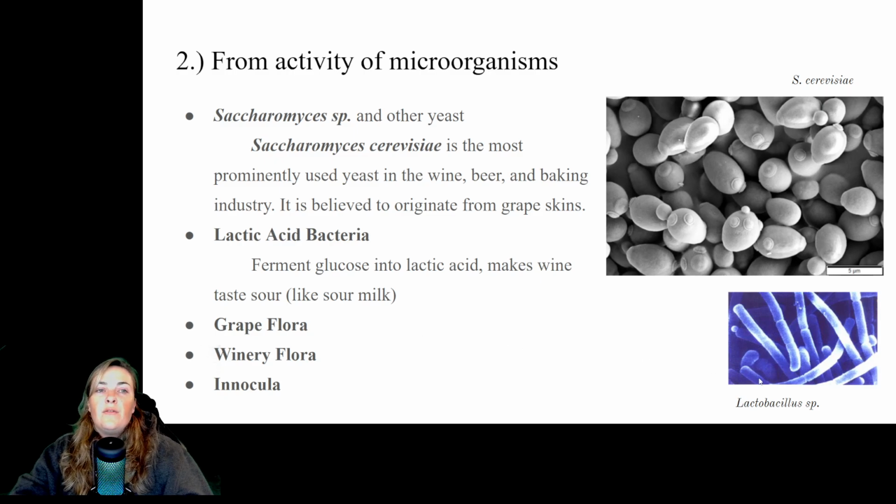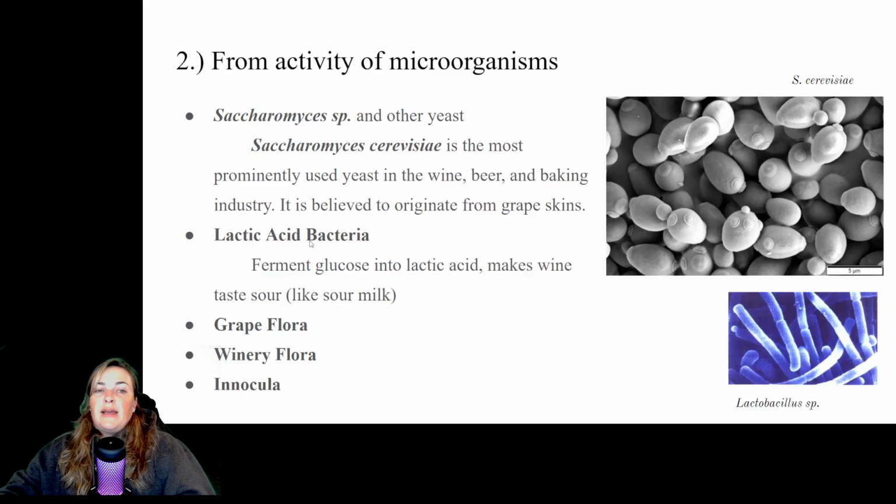Number 2, for flavors and aromas in wine, a lot of it does come from activity of microorganisms. The yeast and bacteria that transform these chemical components in a wine also develop and influence the flavors that are there too. The main yeast that we use in winemaking is Saccharomyces cerevisiae. That is the yeast that's converting sugar into alcohol, of course. It's the most prominently used yeast in the industry for wine, but it's also used in beer and baking and many other things as well. This is what it looks like, an up-close photo at 5 micrometers, which is pretty cool.